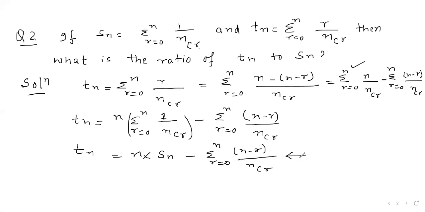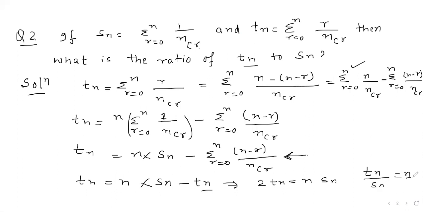If it is Tn, that we will see after putting it here. So if this is equal to Tn, so Tn equals n into Sn minus Tn. So we write this Tn to the LHS, so it becomes twice of Tn equals n times Sn, and we have to find out the ratio of Tn to Sn. So Tn upon Sn equals n by 2. But first of all, we have to show that this is Tn. So let's verify it.